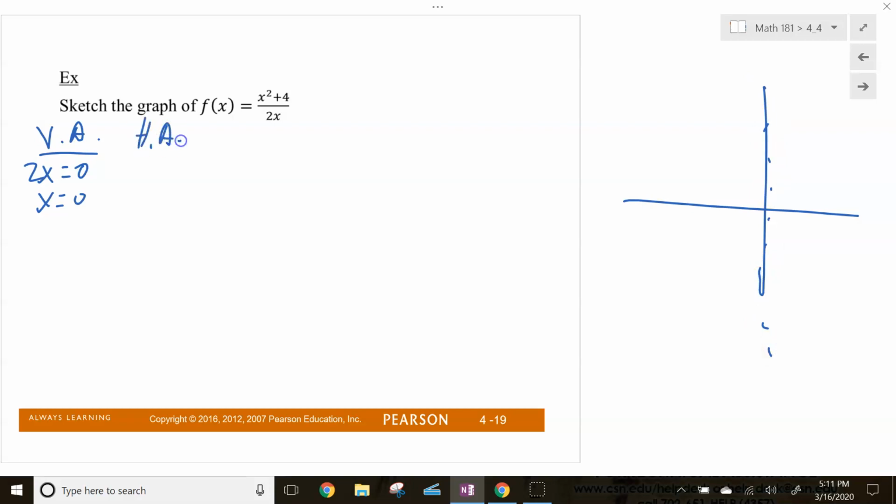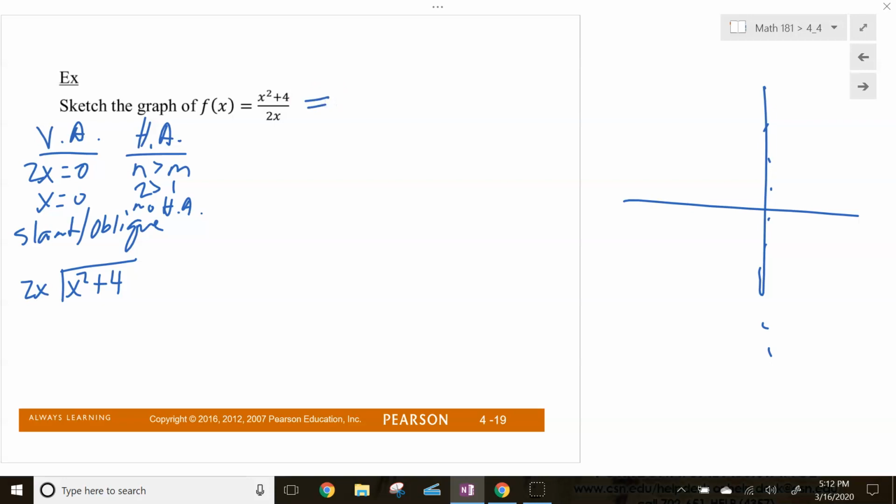Think about your horizontal asymptotes for a minute, or the limit as x goes to infinity here. The degree of the top is 2. The degree of the bottom, x to the 1 power, is 1. If n is greater than m, right, the degree of the top is greater than the bottom, there's no horizontal asymptote, but there's actually a slant or oblique asymptote. And if you remember from your pre-calc, what we did was we would divide this x squared plus 4 by 2x. And we'd rewrite that, right? So we would rewrite this function, which would end up being 1/2 x plus 4 all over that 2x.